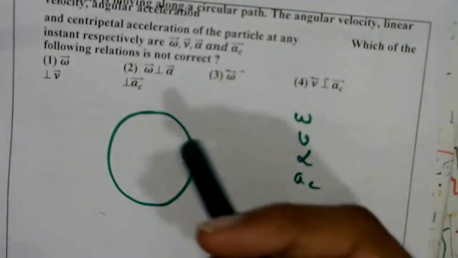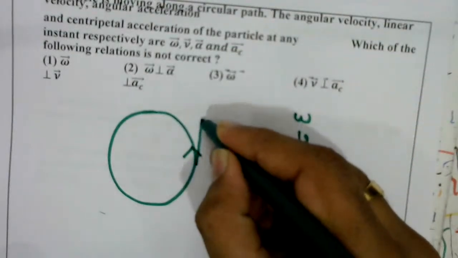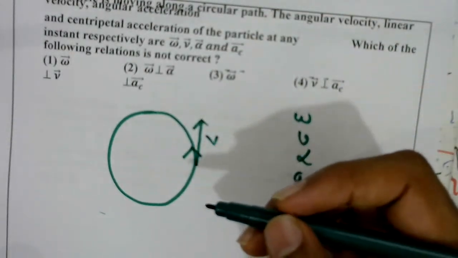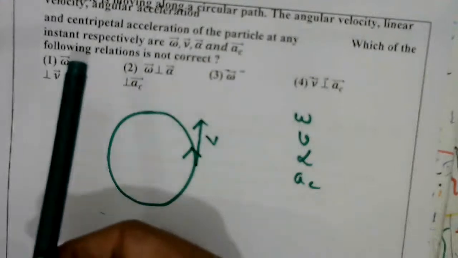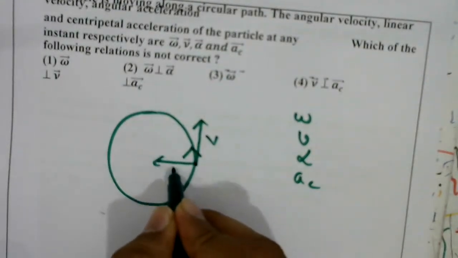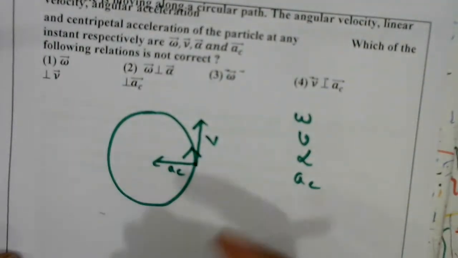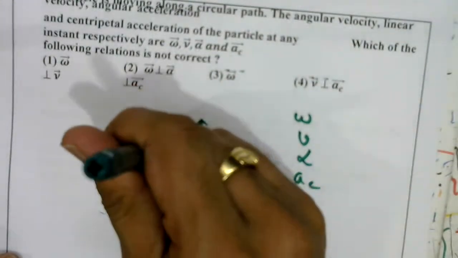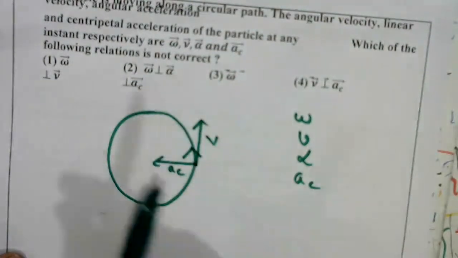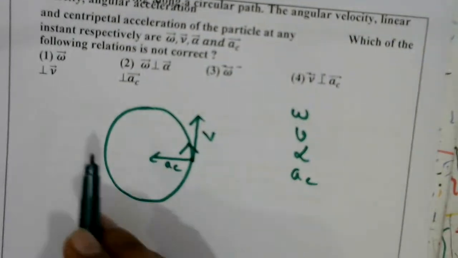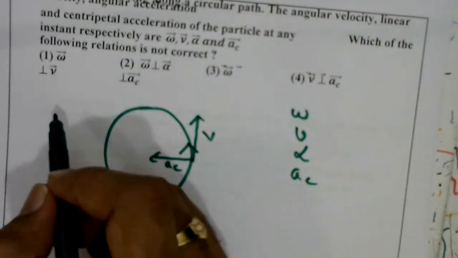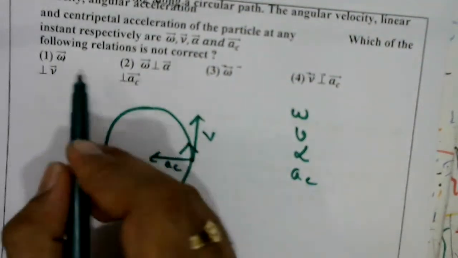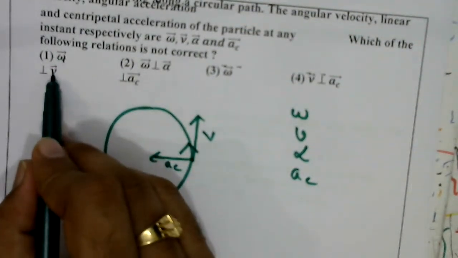Now here linear velocity is in this direction. Now angular velocity, which direction? Upwards. Correct? And centripetal acceleration this side. When the angular term comes, all those parameters' direction is upwards. Okay, check the correct option. Which one is correct? Omega perpendicular to V. So angular velocity is perpendicular to linear velocity.